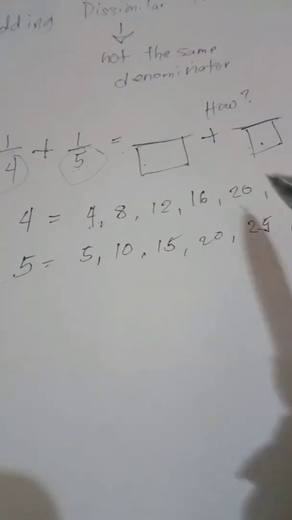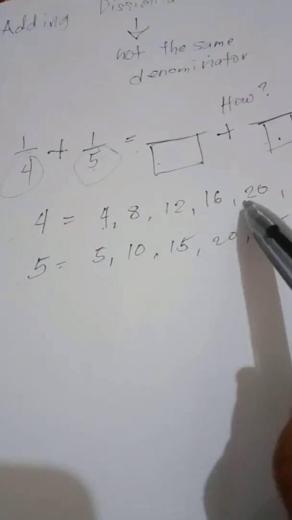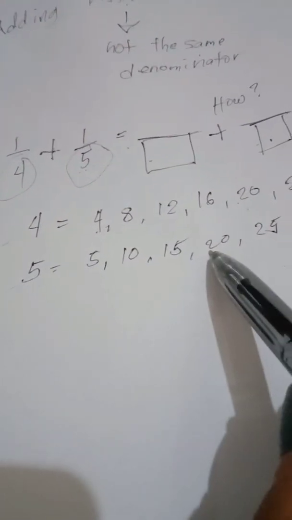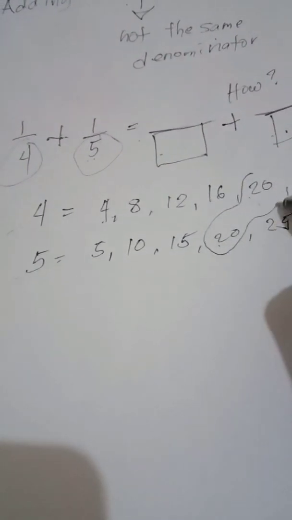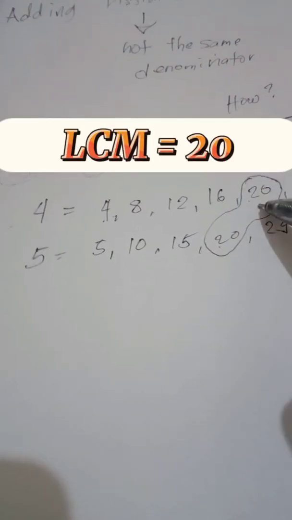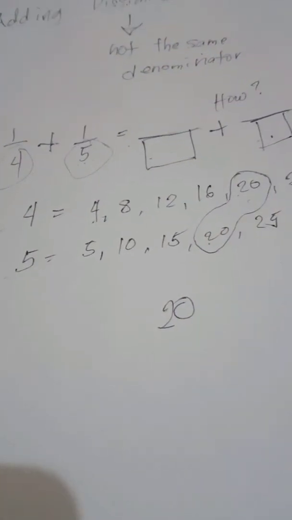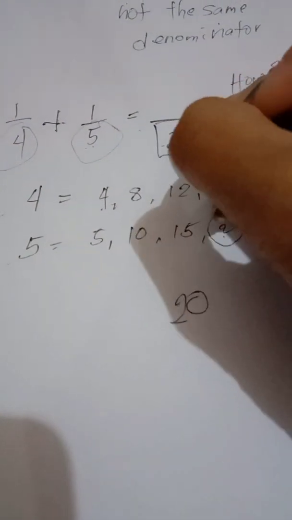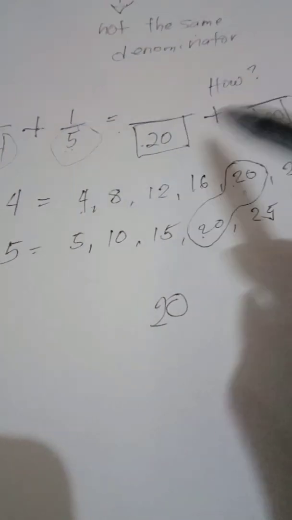So, what number is that? Let's see. There is 20 in the multiples of 4, and there is also 20 in the multiples of 5. So this is your LCM. Your LCM is 20. So we put 20 here. Our denominator is 20.